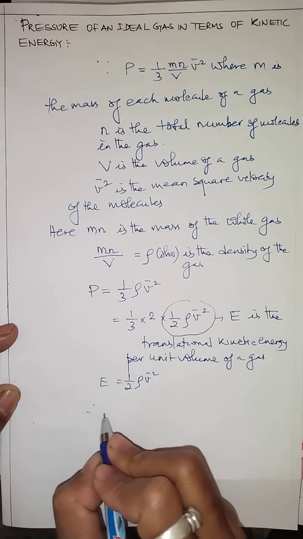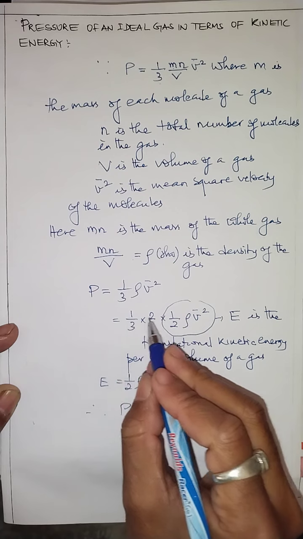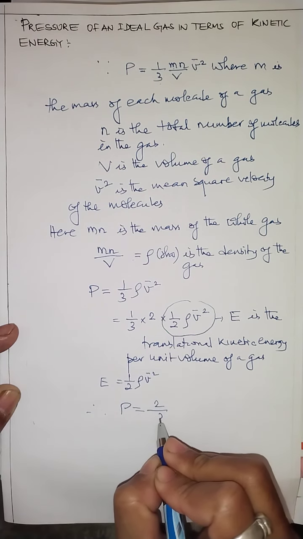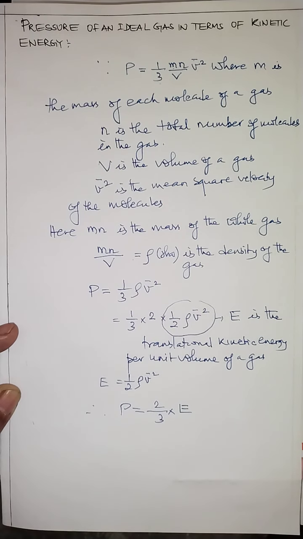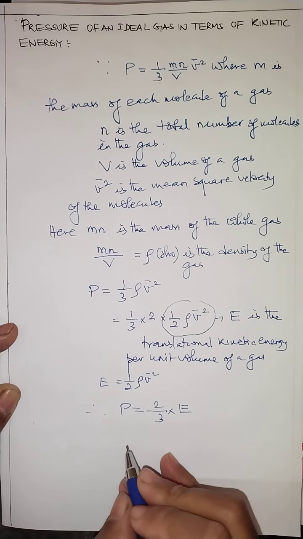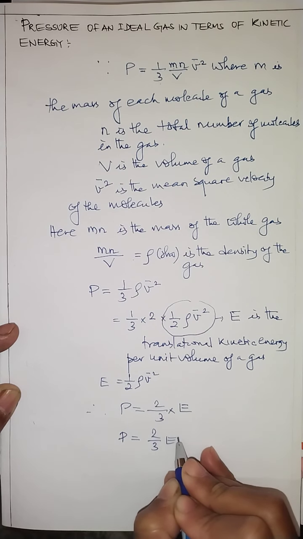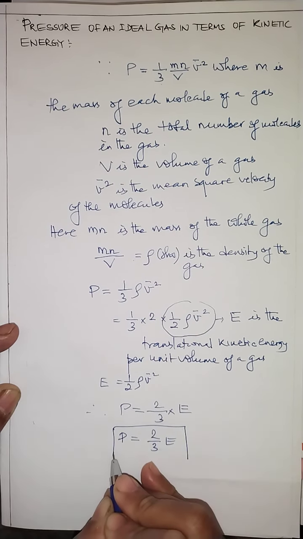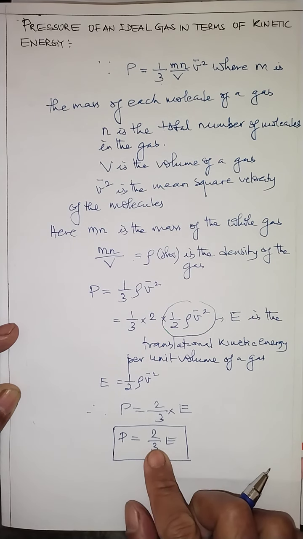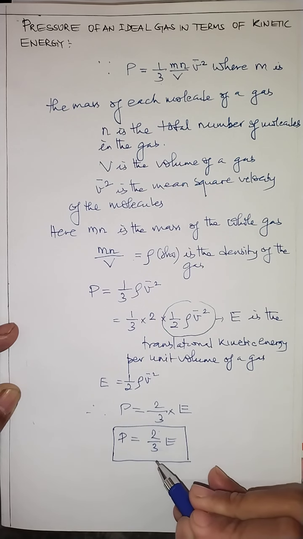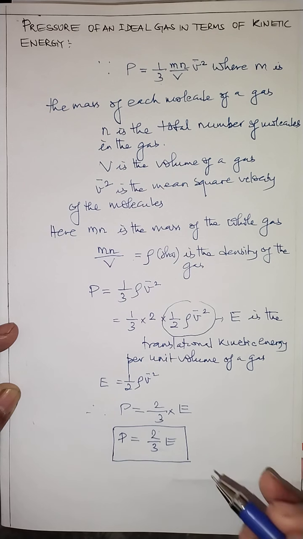Now let me replace it in the expression. So P equals, now 1 by 3 into 2 means 2, so it is 2 by 3 into, now this whole quantity I replace by E. So finally the expression you can see is P equals 2 by 3 into E. Now that means the pressure of an ideal gas is 2/3 of its translational kinetic energy. This is translational kinetic energy per unit volume of the gas.